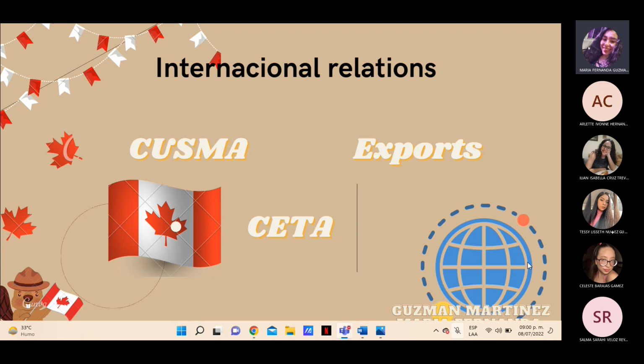Also, Canada is a member of all these international financial institutions. The first one is the Asian Development Bank. The second one is the African Development Bank, and then the Caribbean Development Bank, the European Bank for Reconstruction and Development, the Inter-American Development Bank, and the last one is the World Bank.